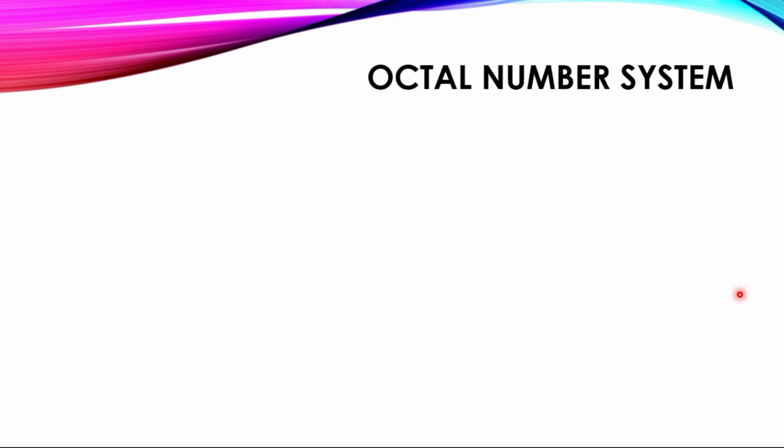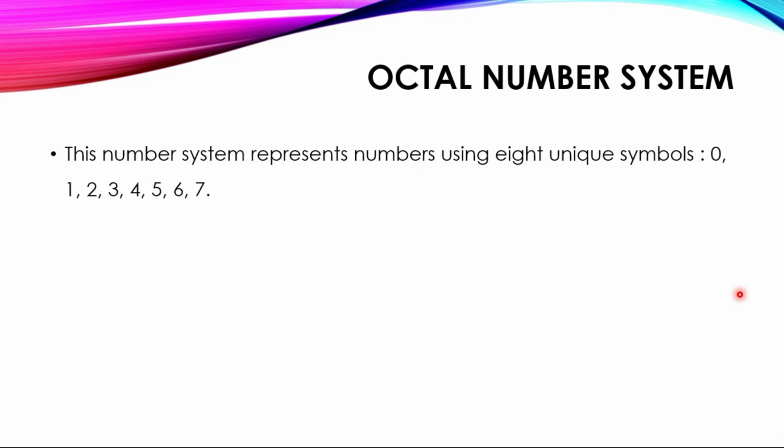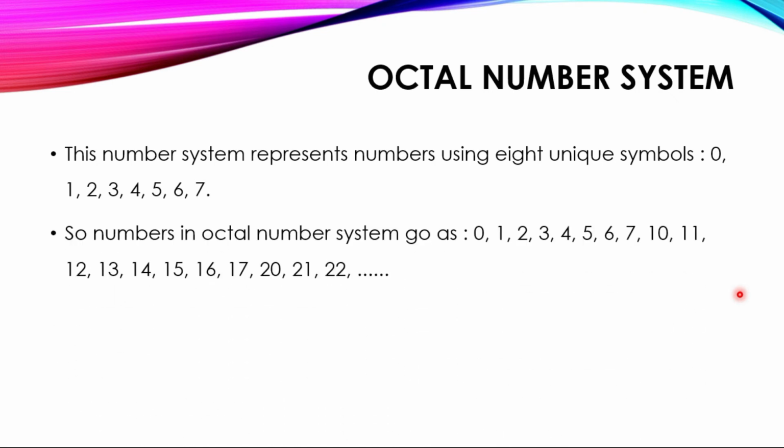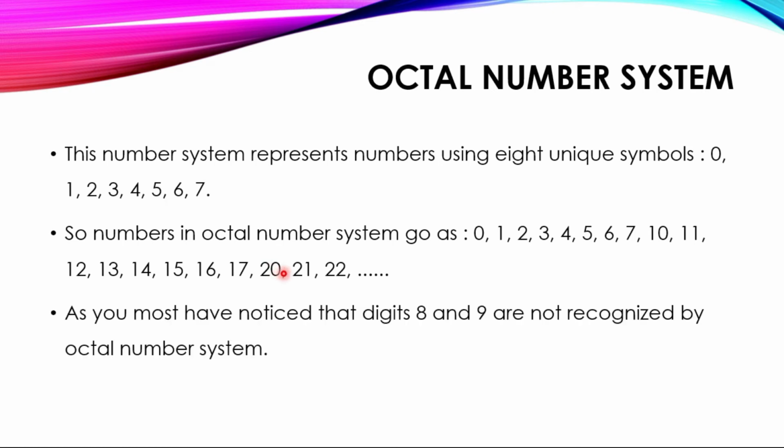Next is your octal number system. This number system represents numbers using 8 digits, that is 0 to 7, and any possible combination from 0 to 7 is termed the octal number system. Octal means 8. Numbers in the octal number system go as 0, 1, 2, 3, 4, 5, 6, 7, then 10, 11, 12, 13, 14. Similarly, after 17, it will be 20. As you must have noticed, the digits 8 and 9 are not recognized in the octal number system.